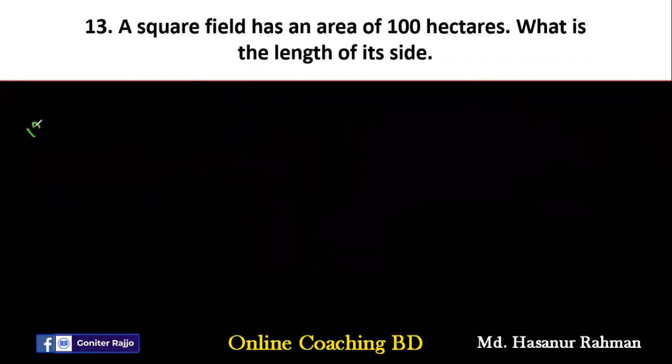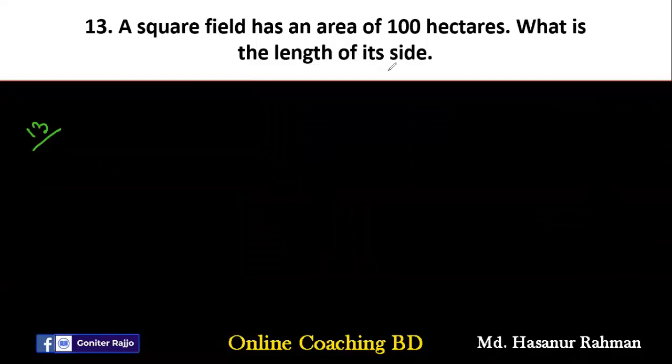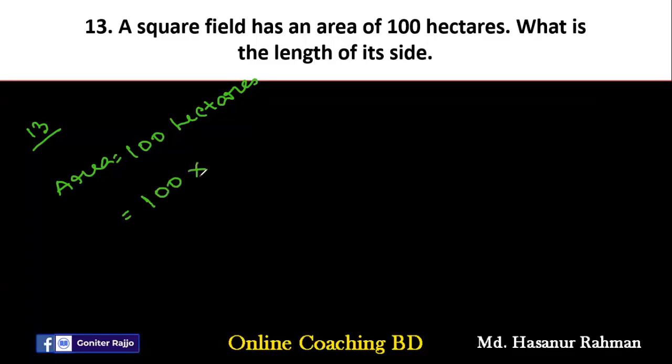Now, number 13. Number 13 says a square field has an area of 100 hectares. What is the length of each side? Here, area is given. So, area is equal to 100 hectares. We know that 1 hectare is equal to 10,000 square meter. So, 100 hectare will be 100 multiplied by 10,000 square meter. That is, after 1, you have to give 6 zeros.